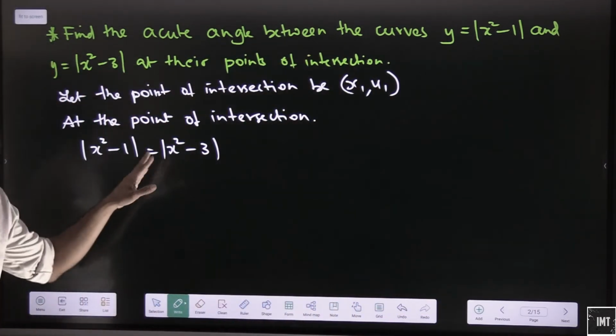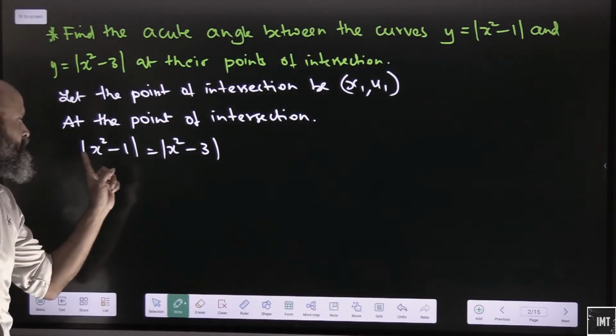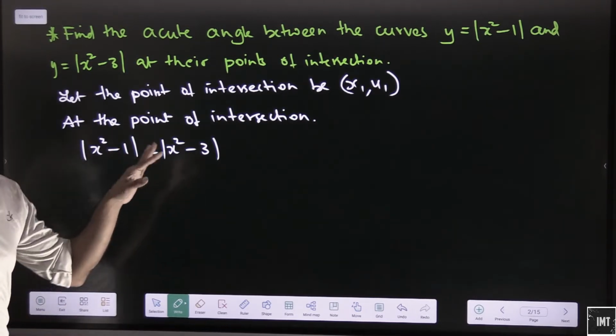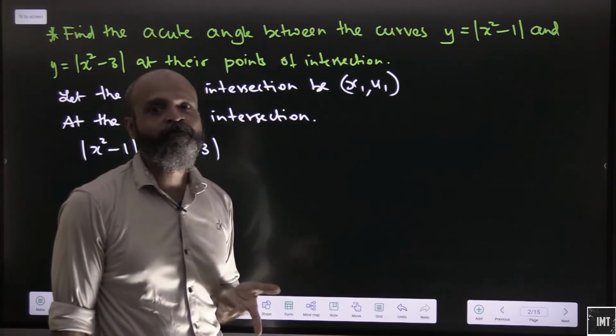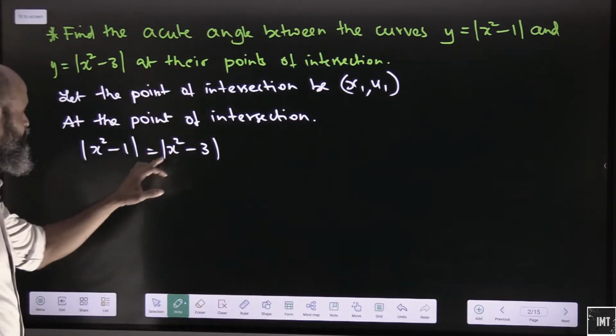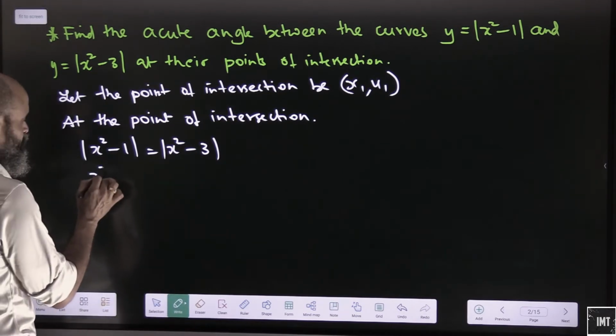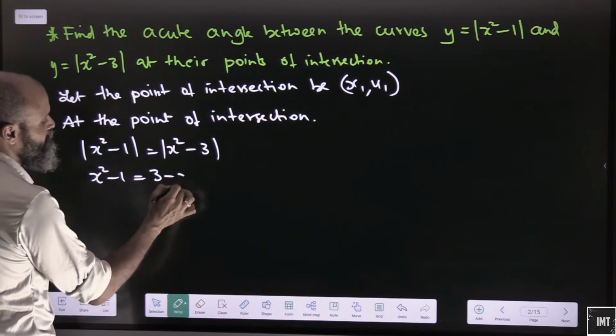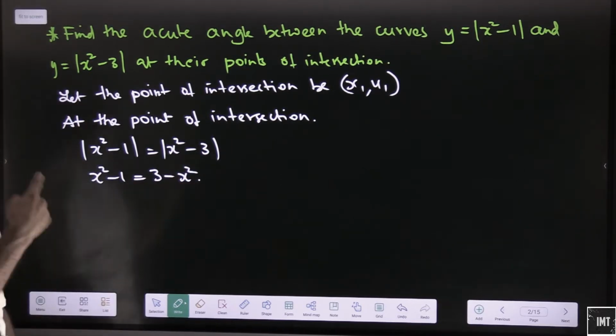Now if I happen to remove this mod as it is, the x square and x square will get cancelled and we will have minus 1 is equal to minus 3. Now minus 1 cannot be equal to minus 3, so there has to be a glitch. Either this, so we can take this as x square minus 1, assuming that this is greater. So since it is a mod value, this will be 3 minus x square. Understand why we have done this.